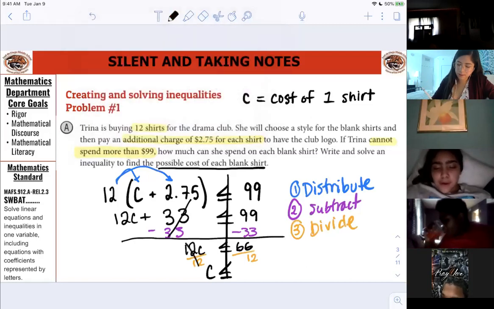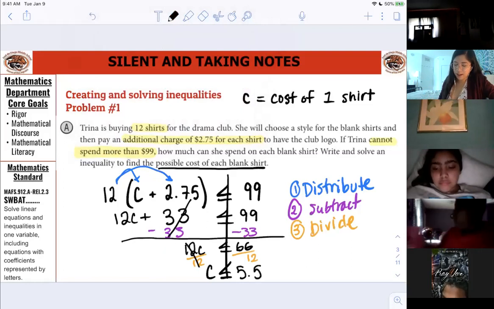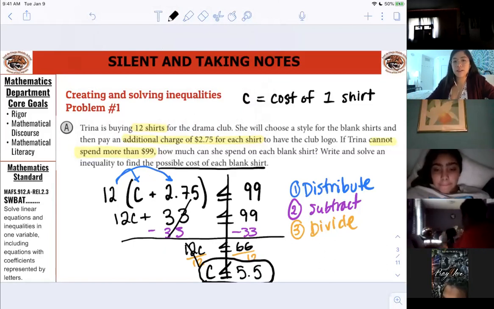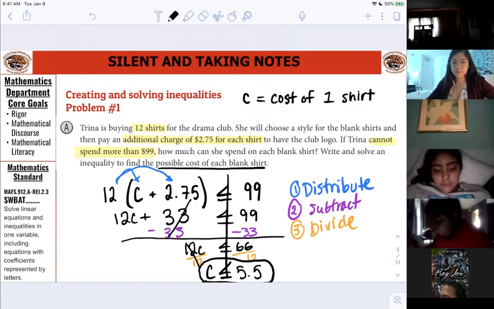5.5, good. So that's telling me that in order to stay under budget, each shirt has to be less than or equal to $5.50. If she goes above that, then she's going to go over budget. She could still go below. If she finds a cheaper shirt than that, that's even better. It's just that she can't go above it. Any questions so far?